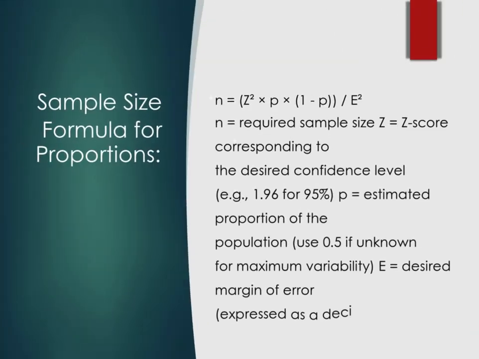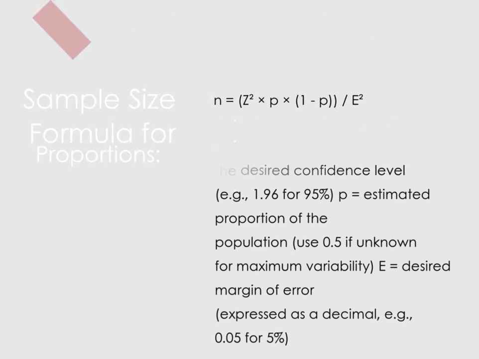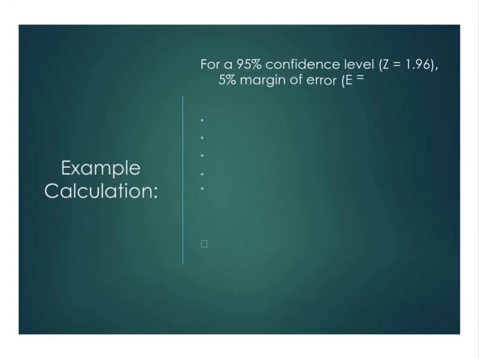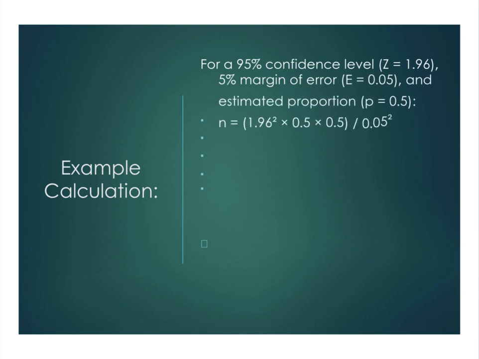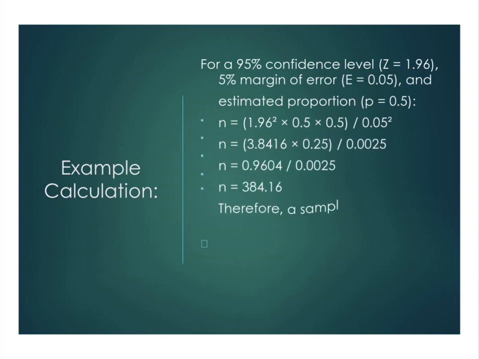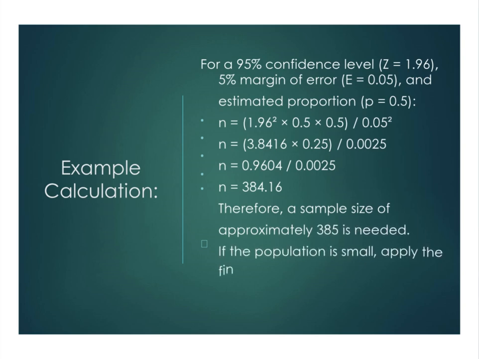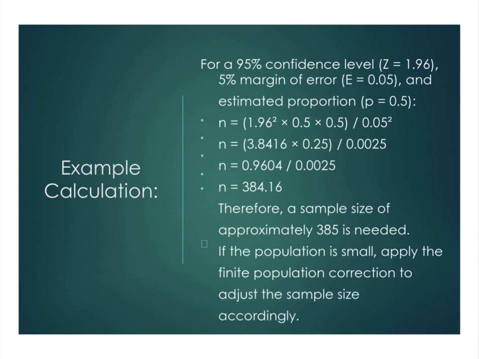The slide displayed here represents the formula for proportions. The formula provided calculates the minimum sample size needed for a given confidence level and margin of error. In our example, with a 95% confidence level and a 5% margin of error, we would need a sample size of approximately 385 respondents. It's important to note that if the total population is relatively small, we should apply the finite population correction to adjust the sample size downward, ensuring that our sample remains representative without being unnecessarily large.